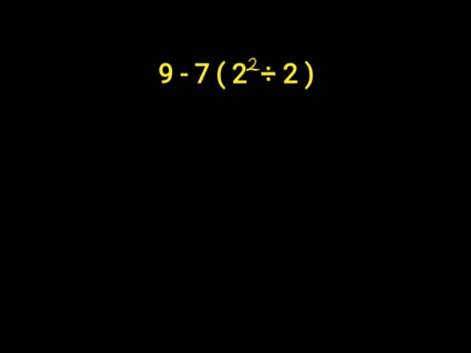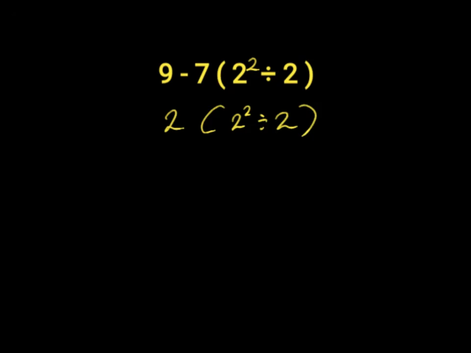9 minus 7 (2 to the power of 2 divided by 2). 9 minus 7 will give us 2. Then we have 2 (2 to the power of 2 divided by 2). We're going to solve our parentheses, which is 2 to the power of 2 divided by 2.